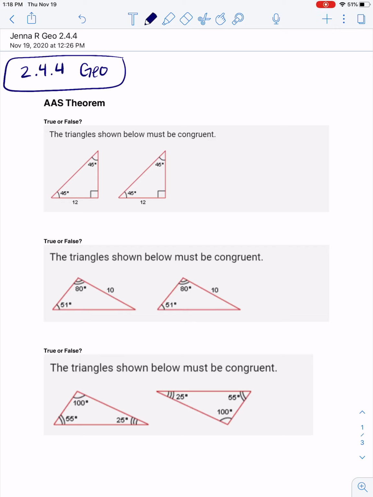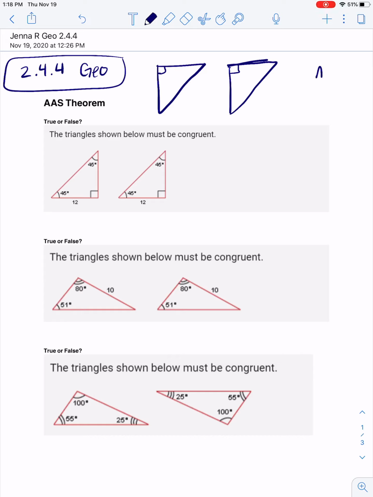Okay, so this is 2.4.4, and it goes over the angle-angle-side theorem. Overall, what angle-angle-side says is that if you have two triangles where two angles are the same, and one side of the two triangles also matches, but the side cannot be in between the two angles.